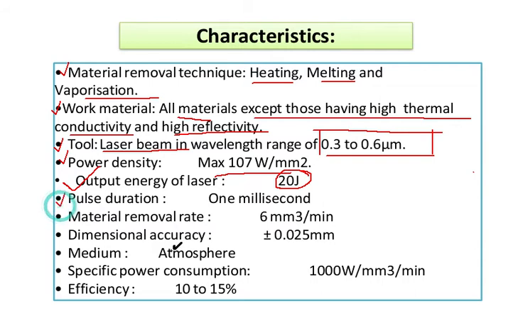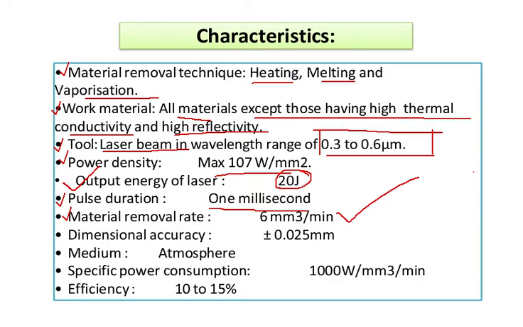Next, pulse duration. Already we have discussed what is pulse duration while we were talking about machining for EDM. So pulse duration has to be around 1 millisecond. And last but not the least, we are talking about the material removal, because it's all about material removal that we are performing the machining. So it is very essential to know in which non-traditional machining process the material removal rate is high. The material removal rate varies up to 6 millimeter cube per minute.